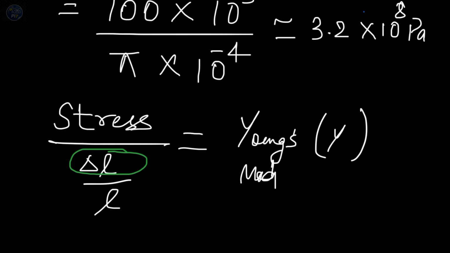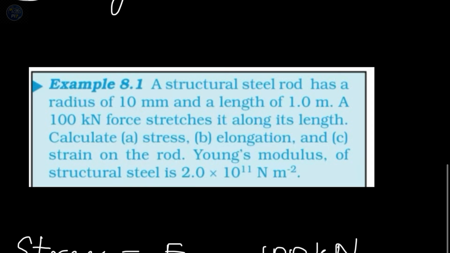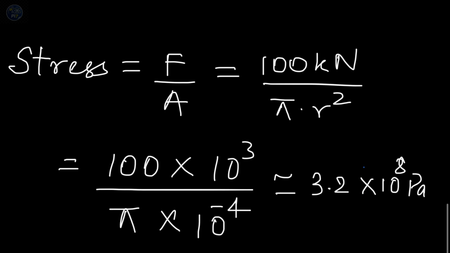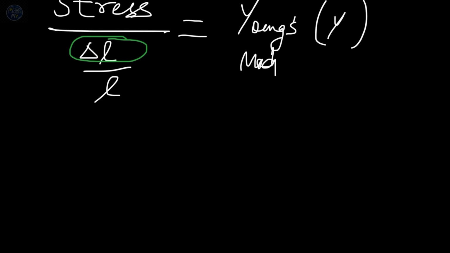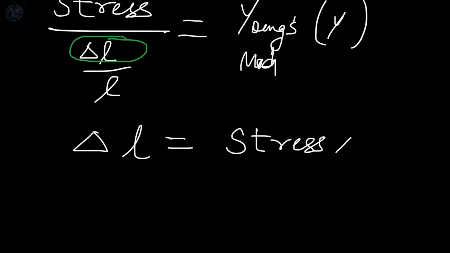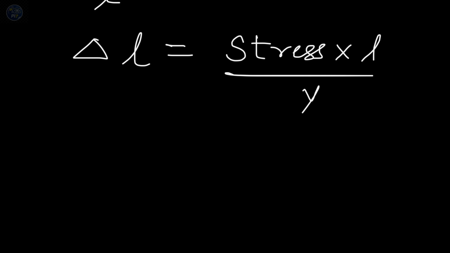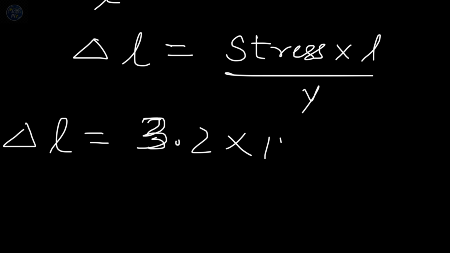What is the elongation here? This delta L gives you the elongation. If I rearrange the equation, what will I get as delta L? Delta L equals stress times length upon Young's modulus. What was the original length given? Original length was given as 1 meter. So delta L is stress, and we calculated stress as 3.2 into 10 raised to power 8 Pascal, into 1 meter.